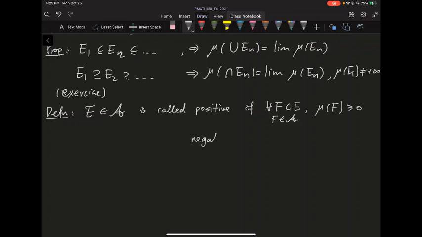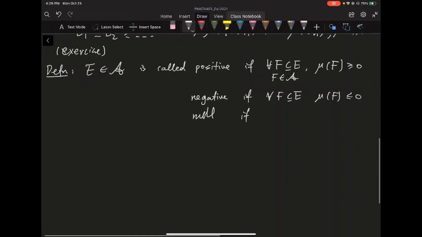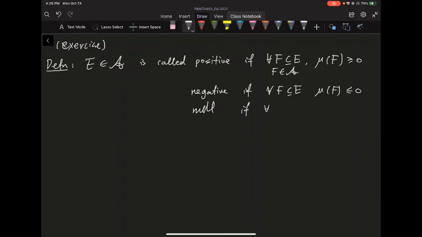And I similarly define what I mean by a set being negative: for every subset F of this E, mu of F is less than or equal to 0. Of course, F is inside the sigma algebra again. And finally, I call a set a null set. Usually for a measure, a null set just means the measure is 0. But now a null set means that for every subset F of this E, mu of F is equal to 0. Here F is always a subset from the sigma algebra.